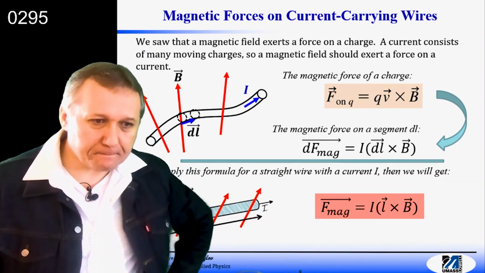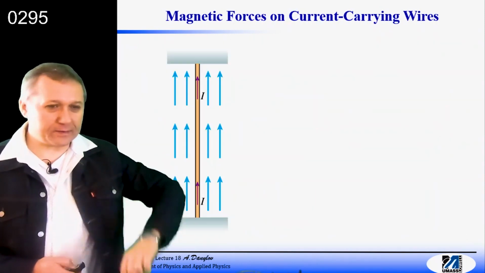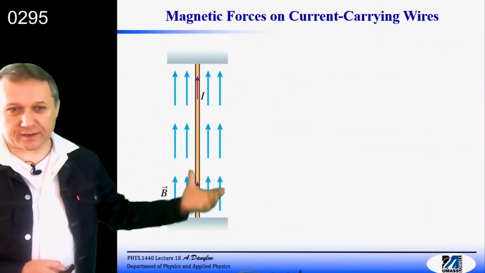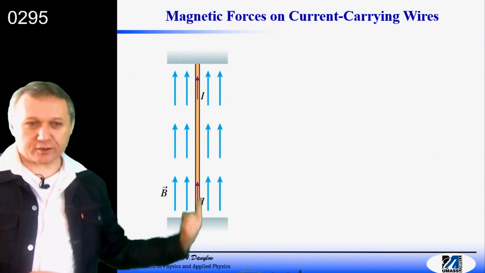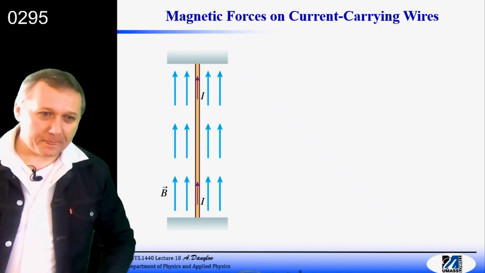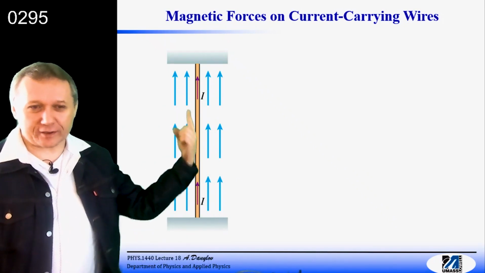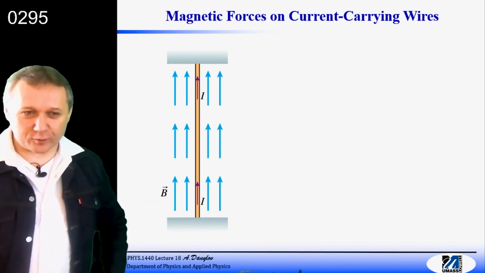Okay. Right. So now a couple of examples. In this case, you see the magnetic field is straight up, uniform. Maybe it's inside of a solenoid. And the wire goes up. I mean, the wire is vertical and the current flows up.